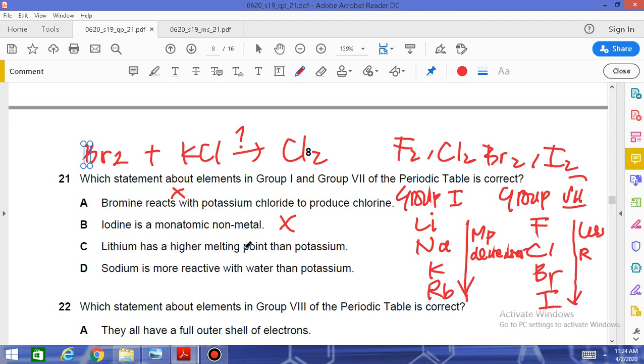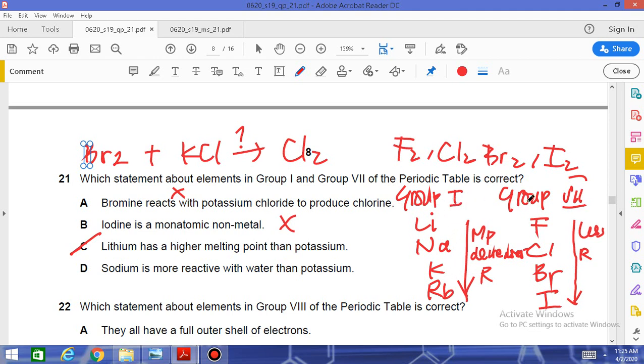That's why the melting point decreases as you go down the group. So lithium has a higher melting point than potassium. Yes, it's correct. Okay, so it's correct. How about D? Sodium is more reactive with water than potassium. As you go down the group, the reactivity becomes more.